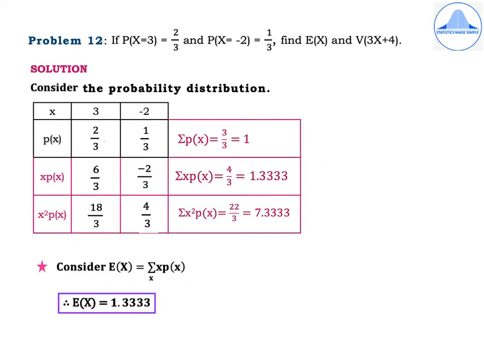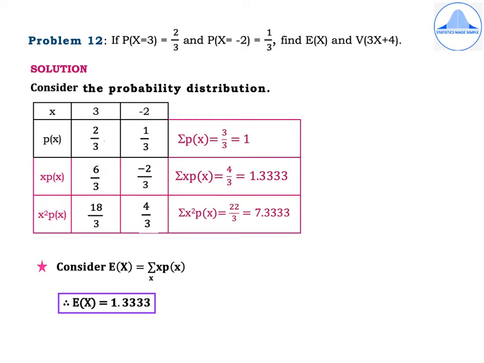Problem 12. If probability of x equal to 3 is equal to 2 by 3 and probability of x equal to minus 2 is equal to 1 by 3, find expectation of x and variance of 3x plus 4. In this problem, the probability distribution is not given to us directly. We have to form the probability distribution table.